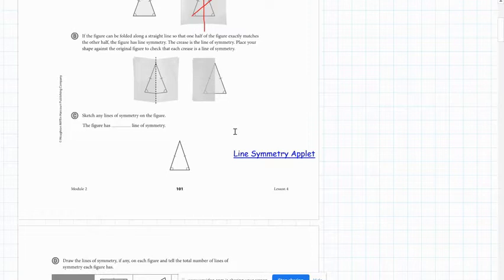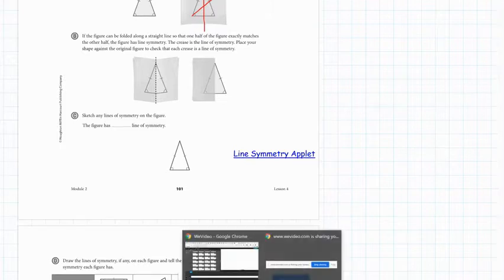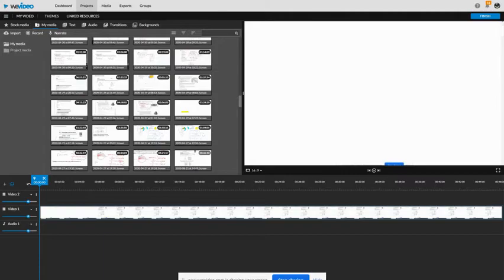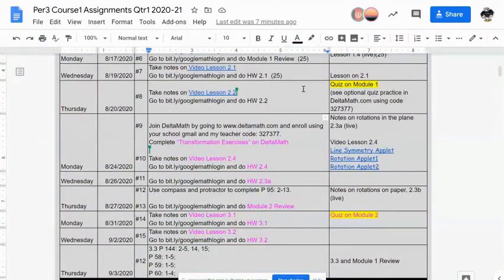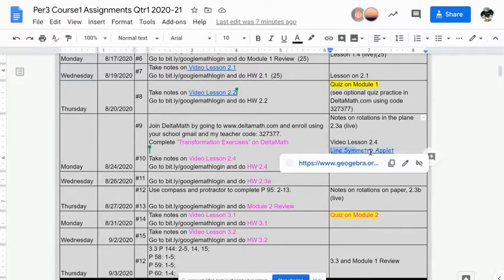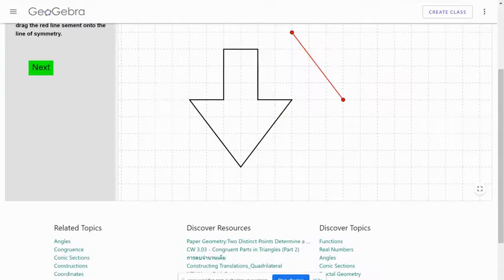To take another look at line symmetry, there's an applet here, which you can follow along with on my website. If you go to our assignment listing, our course calendar, I have three links over here. We're going to start with the first one called Line Symmetry Applet, and so that looks like this.